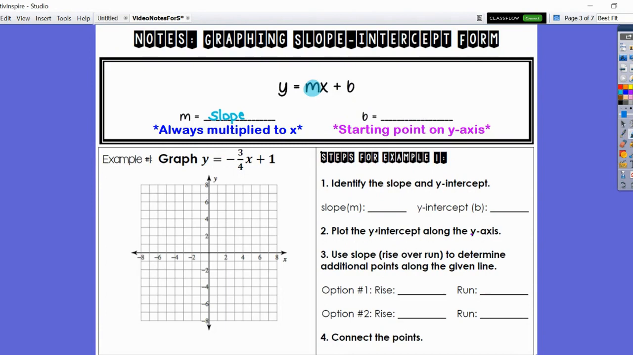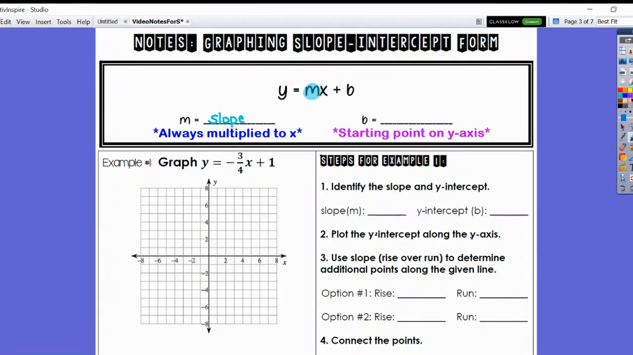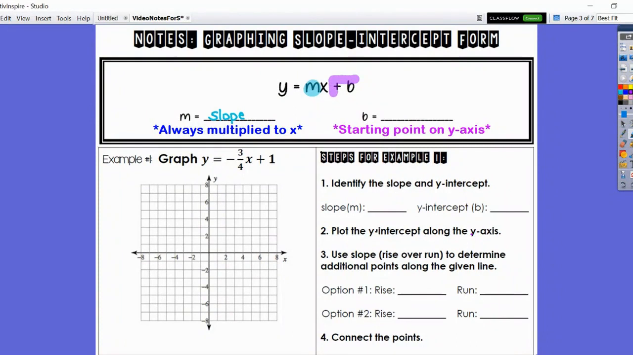And then the b in slope-intercept format is going to be taking the sign with the b to represent the y-intercept. That's going to be your starting point on the y-axis, just like we talked about for a y-intercept meaning. Let's go ahead and look at example 1.